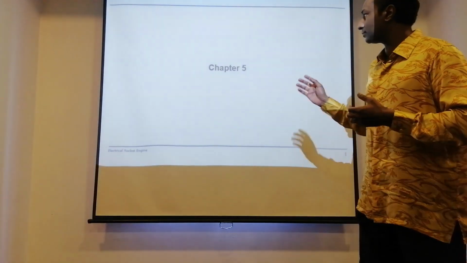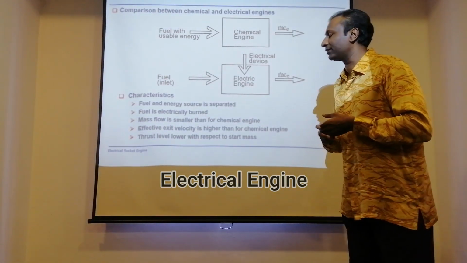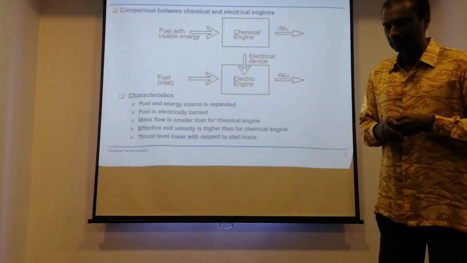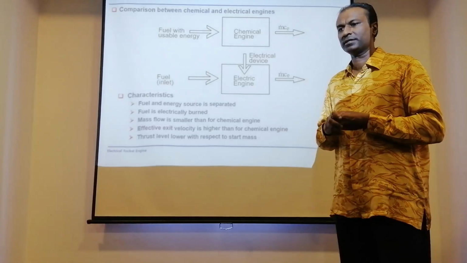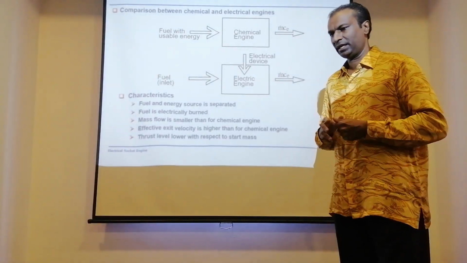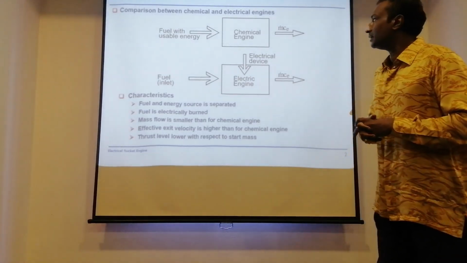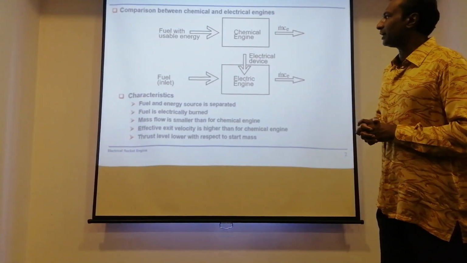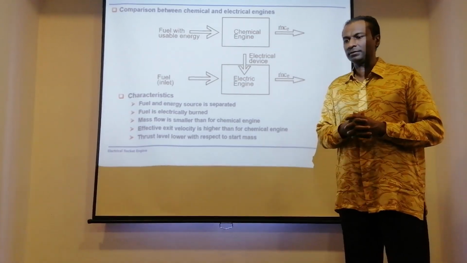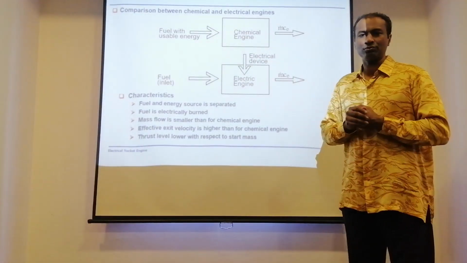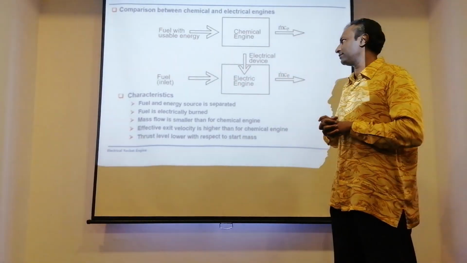Okay, so go on. If you look at the comparison between chemical and electrical engines, the chemical engine is what we have already learned. We have liquid, we have solid, and we have been discussing that quite a bit. Now, if you look at the fuel with the usable energy, this goes into that chemical engine, and you basically get the force or the thrust, m dot ce, the effective exit velocity.